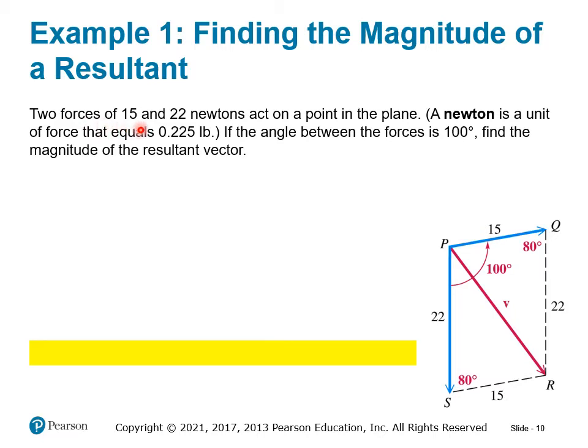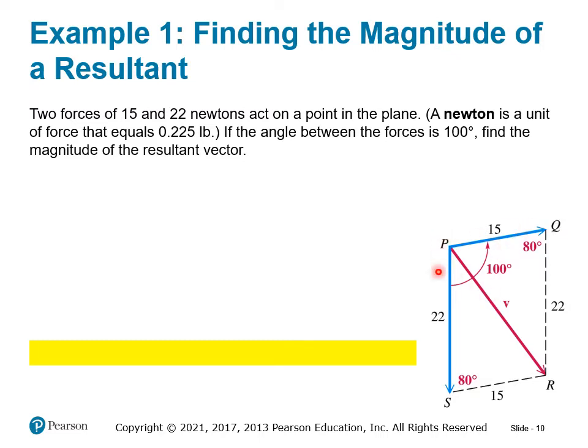So let's try a problem. We have two forces of 15 and 22 newtons. Here we can see the 15 force. This is the vector PQ. The vector PS, we can see, is labeled at 22. Notice the force is what we call the magnitude of the vector. Newton specifically is a unit of force that equals 0.225 pounds, almost a quarter of a pound. If the angle between the two forces is 100 degrees, you can see that here. Find the magnitude of the resultant vector.